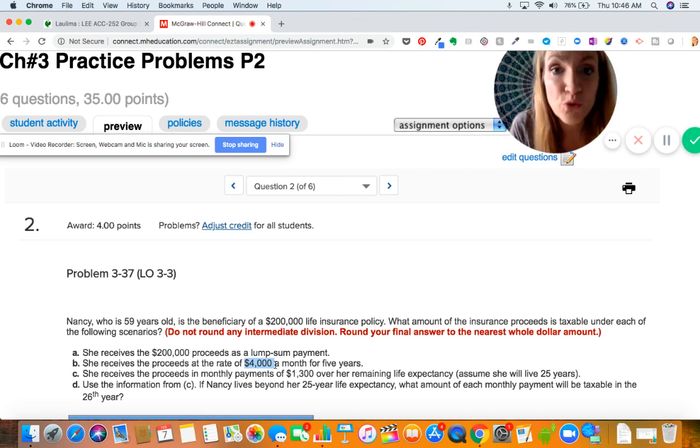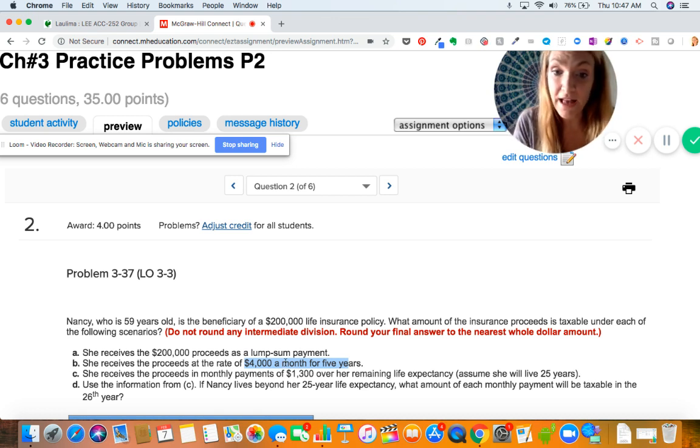And that comes out to $240,000. So she's a beneficiary for $200,000. So she doesn't have to pay taxes on the $200,000, but anything over that she has to pay taxes on. And she's going to do it per year. So we need to figure out the portion per year above $200,000. So that's $40,000 in total, right? And we have 60 payments.